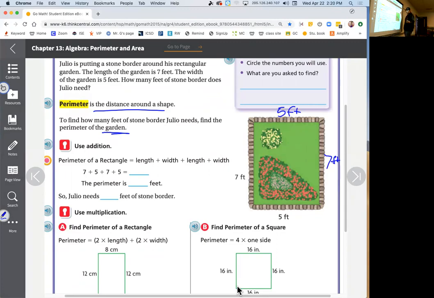So to find the perimeter, all you do is length plus width, length plus width. You just add up all the sides. That's it. So right here, 7 plus 5 plus 7 plus 5 is what? Well, you got 14 and you got 10, so you got 24. The perimeter is 24.